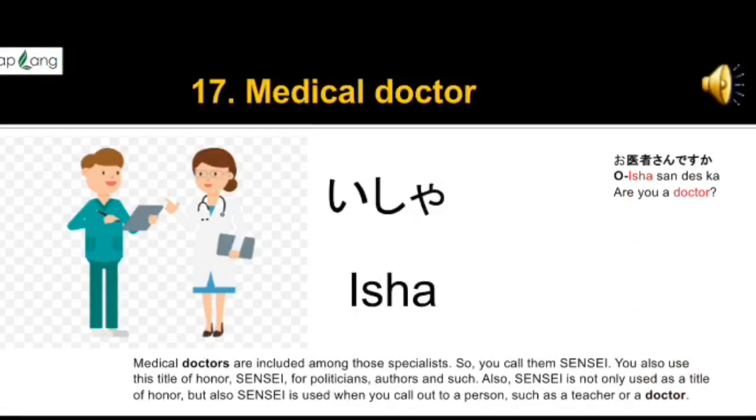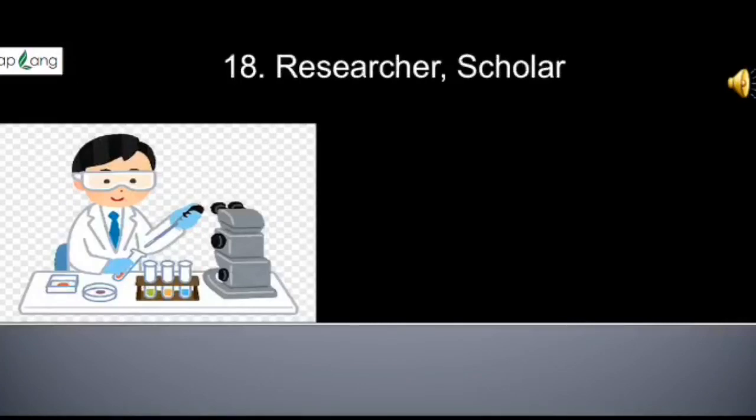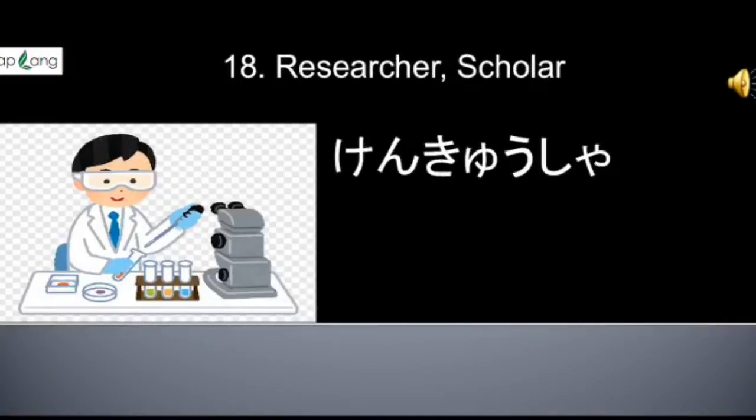Okay, so again example sentence will be Oisha-san desu ka? Are you a doctor? 医者. Okay. Next we go to a person. I think he's researching something, right? So it will be researcher or scholar. We call it kenkyusha.